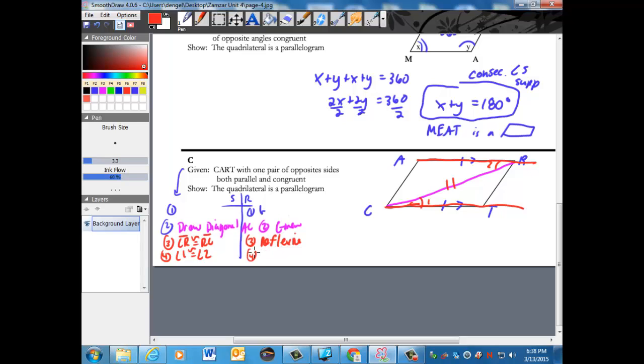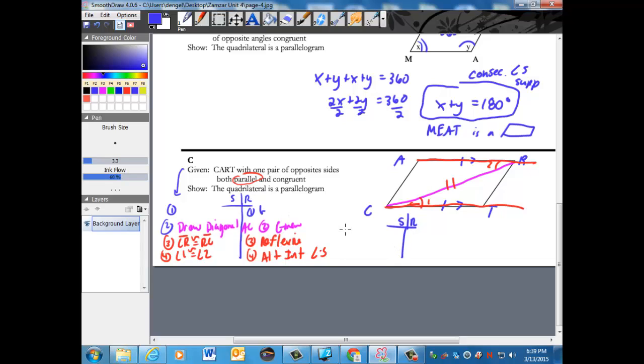Now this is not converse like on problem 1. This is alternate interior angles because we were given in the problem that one side was parallel. So it's not converse. We know that these 2 angles are each going to be the same. They're each congruent.